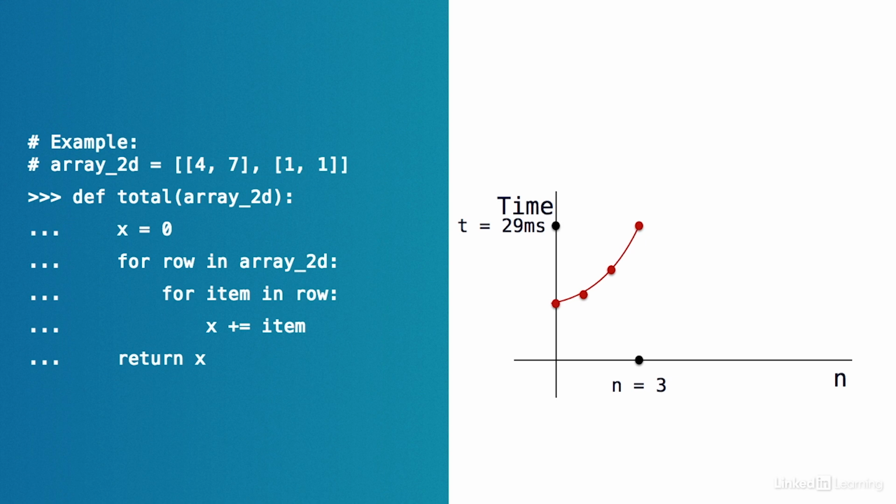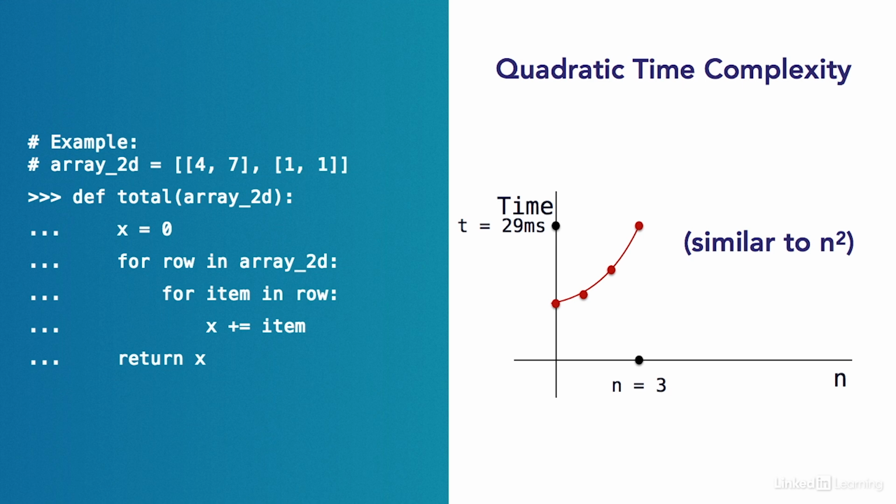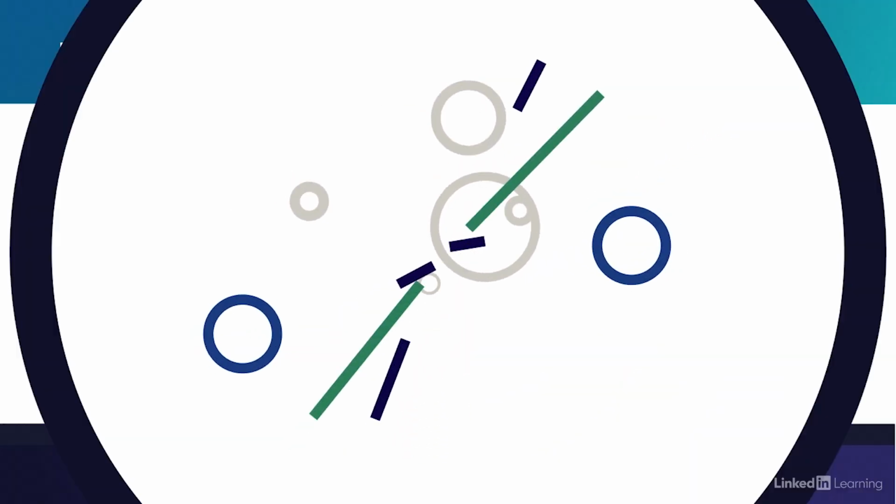And if you draw a line that connects these points, the shape of this line is similar to the function n squared, which is a quadratic function. And so this function has quadratic time complexity. Comparing this to linear complexity, you can see that it grows much, much faster.